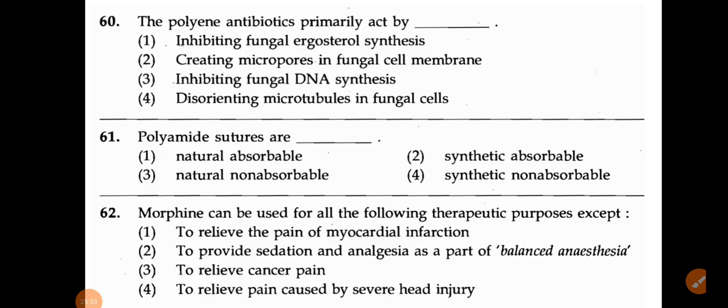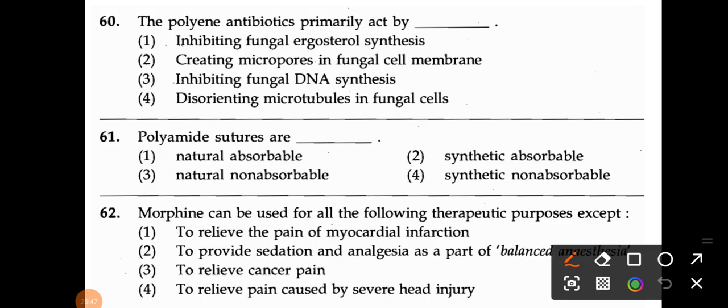Then what are the options here? Inhibiting the fungal ergosterol synthesis, creating micropores in fungal cell membrane, inhibiting the fungal DNA synthesis, and disorienting microtubules in fungal cell. So what is the correct answer? That is option number 2, creating micropores in fungal cell membrane. Disorienting microtubules, that is the mechanism of action of your griseofulvin. Okay.